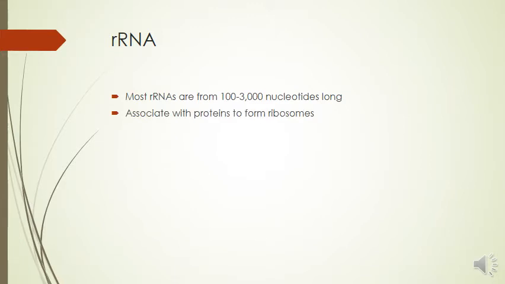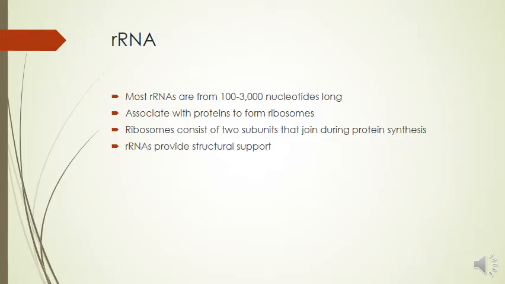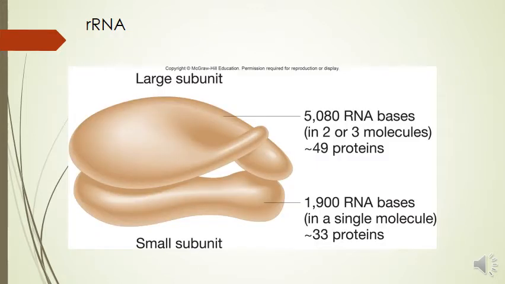rRNA, ribosomal RNA. Most RNAs are about 100 to 3,000 nucleotides long. They associate with proteins to form ribosomes. The ribosomes consist of 2 subunits that join during protein synthesis. rRNAs provide structural support. Some actually work as catalysts, they're ribozymes, and others help align the ribosome and messenger RNA.